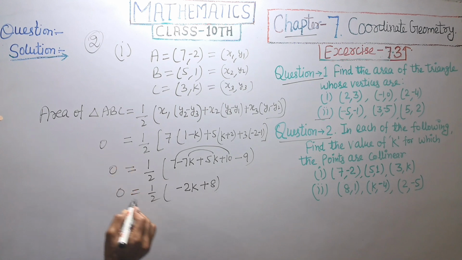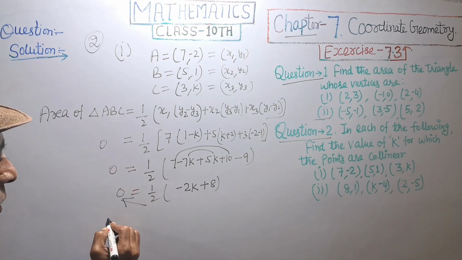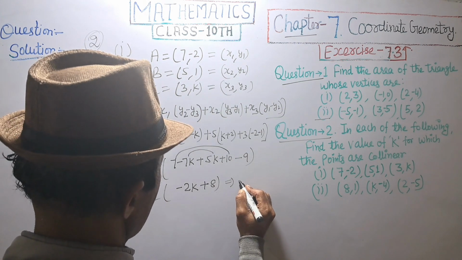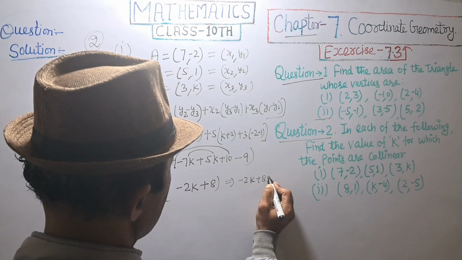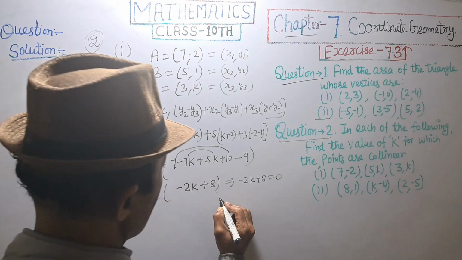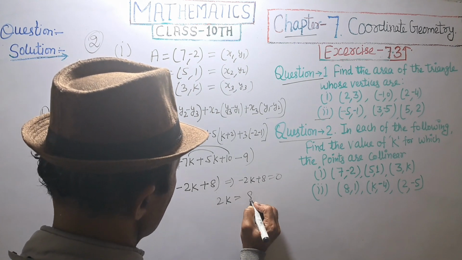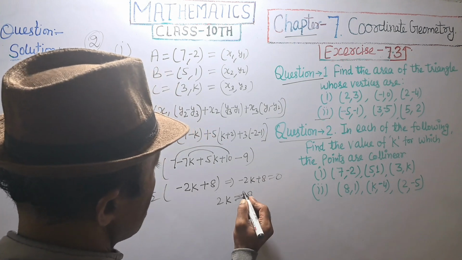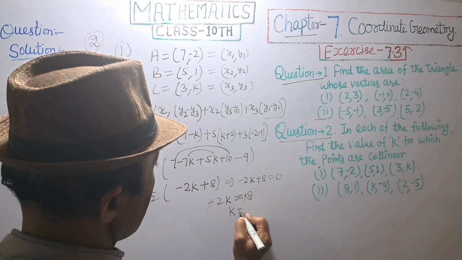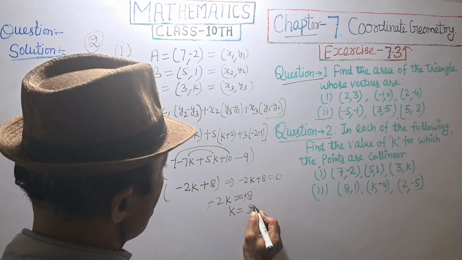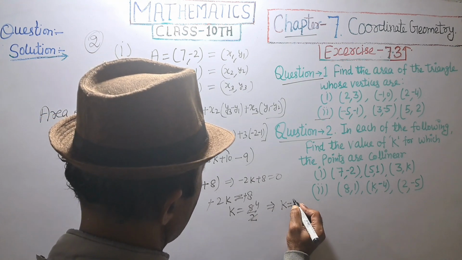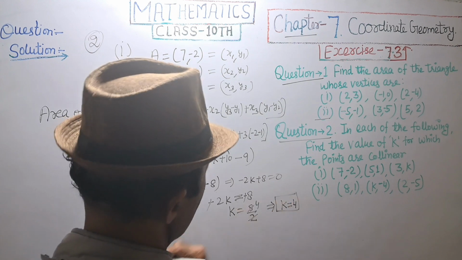So area of triangle is equal to 0. This implies minus 2k plus 8 is equal to 0. 2 is directly multiplied by 0, that will be 0. So minus 2k is equal to minus 8, minus minus cancel and k is equal to 8 divided by 2, 4 times. This implies value of k is equal to 4.